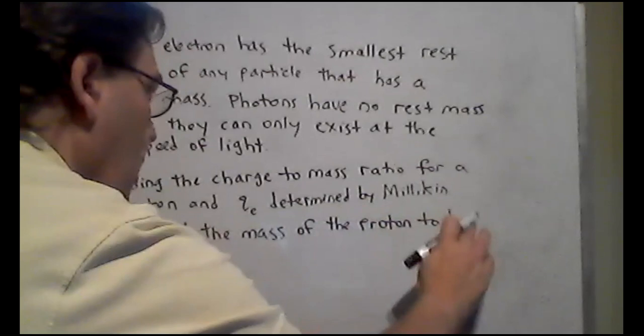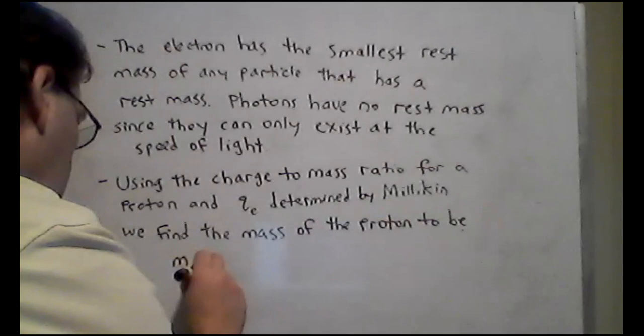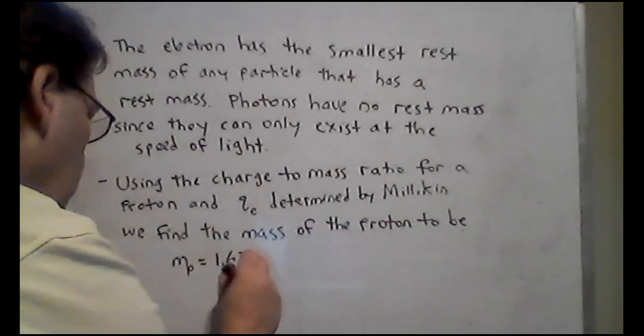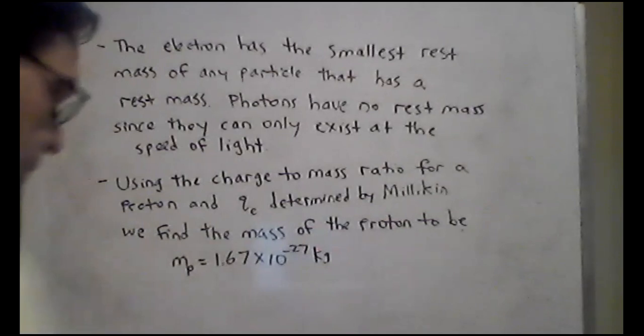1 over m sub p. And that's equal to 1.67 times 10 to the negative 27 kilograms. Significantly bigger than the electron, but again, very, very tiny in macroscopic terms.